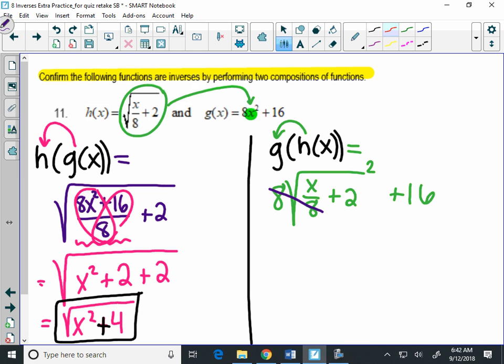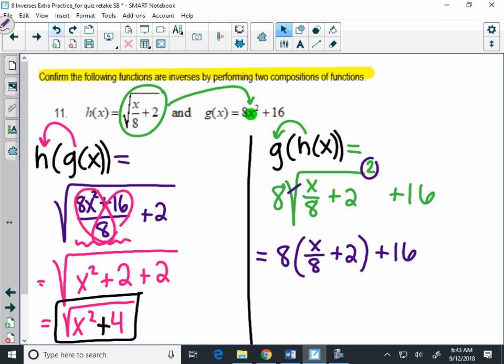That's not okay. That's not going to work because the square root is in the way. So what you have to do first is get rid of the square root this time. So this time, the square here and the square root are going to cancel each other off. So you'll be left with 8 times x over 8 plus 2 plus 16.